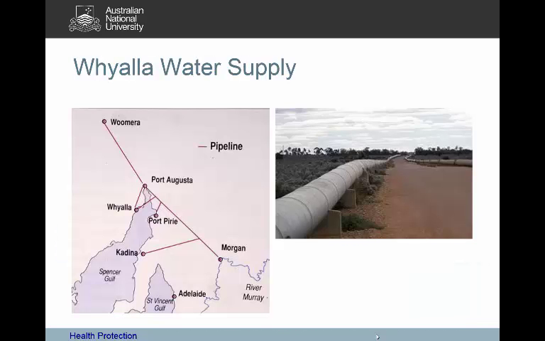Another example, this is the Whyalla pipeline, where water is transported overland in these pipelines from Morgan out to Whyalla in South Australia. And as you can imagine, going overland in these pipes, water gets very hot, particularly in South Australia, where it can get up to over 40 to 45 degrees in midsummer. So the water in these pipes would get up to 40 degrees. This turned out to be very good growing conditions for an amoeba called Naegleria fowleri.